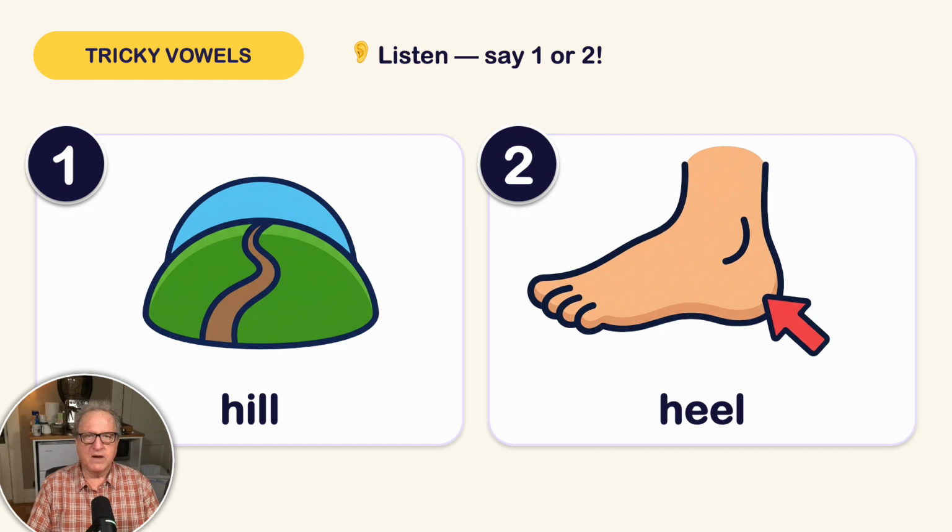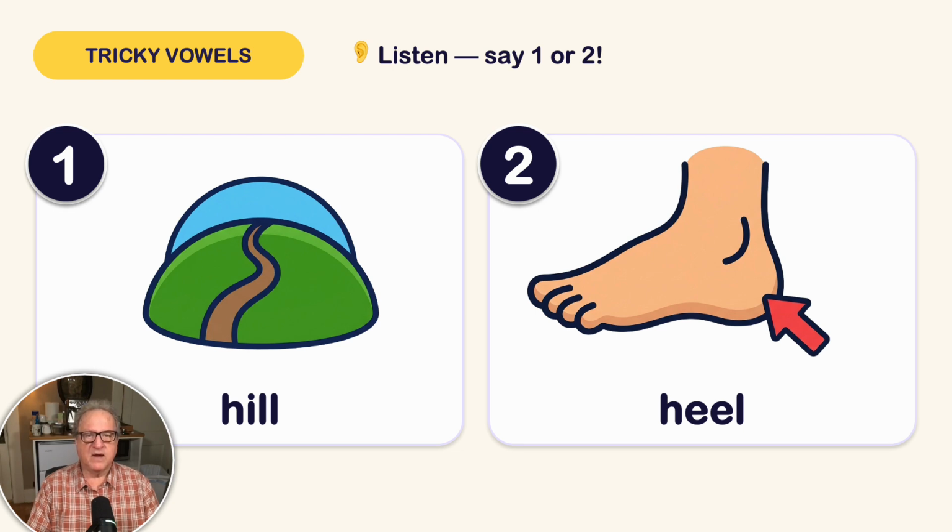Okay, let's look. Number 1 is hill. Number 1 is a hill. Number 2 is heel. That's on your foot. The back of your foot, it's called the heel. So number 1 is hill and number 2 is heel. Okay, I'll say a word and you say the number. Listen, here's the word. Hill. 1 or 2? Hill. Number 1 is hill.